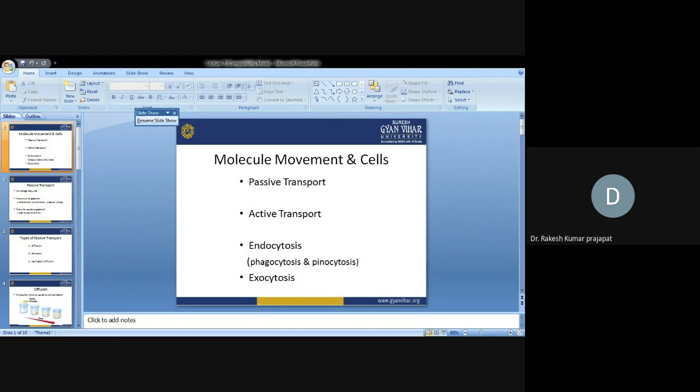Here the example is given: hypertonic, isotonic, hypotonic. In the case of hypertonic, water will exit from the cell, and the cell will shrink. In the case of isotonic, the cell will be normal. But in the case of hypotonic, water molecules will move into the cell. The cell will get swollen. If water keeps on moving inside, the cell will burst.